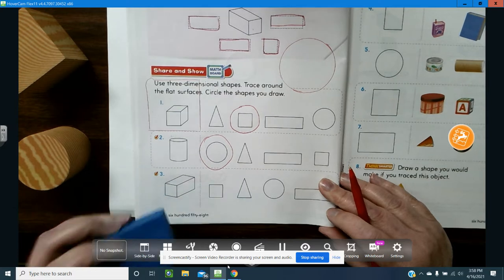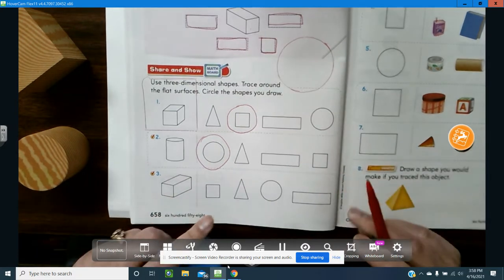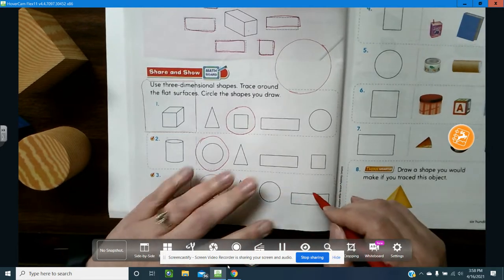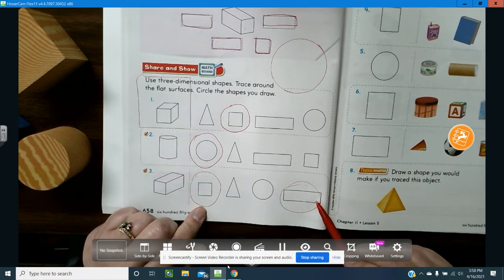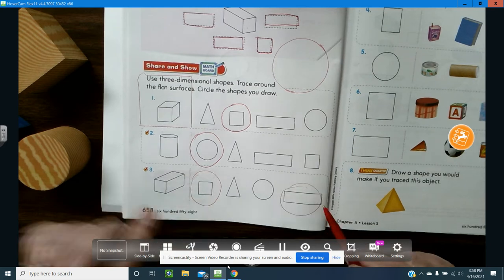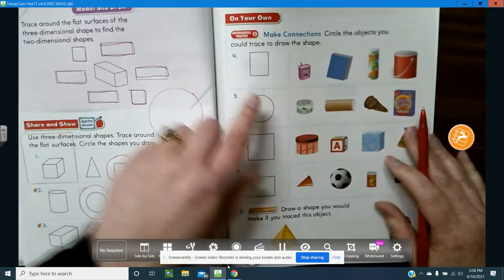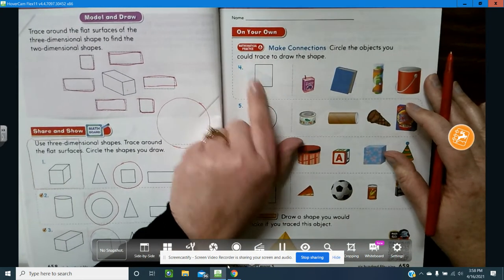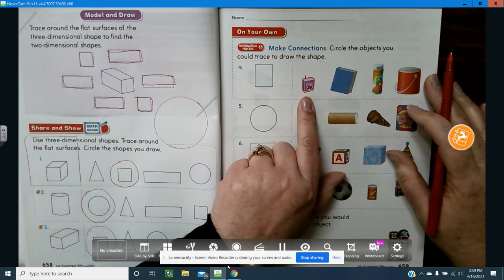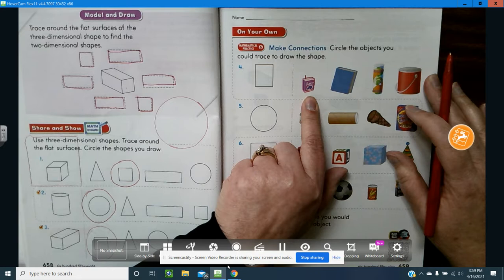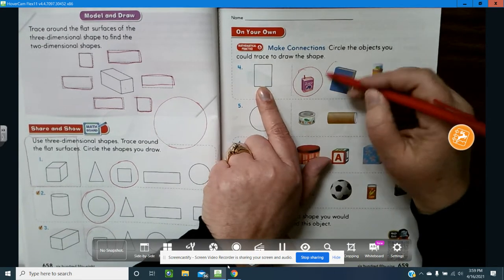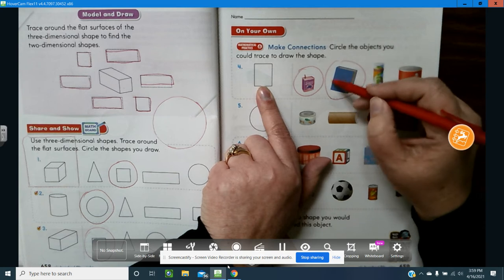And then we have our rectangular prism again. And we already talked about when you trace the rectangular prism, you're going to have squares and rectangles. All right, look around here. They traced one of the sides and they got this rectangle shape. What could they have traced? Could they have traced the bottom of this box? Yes. Could they have traced this book? Yes, they could have traced around this rectangular book.